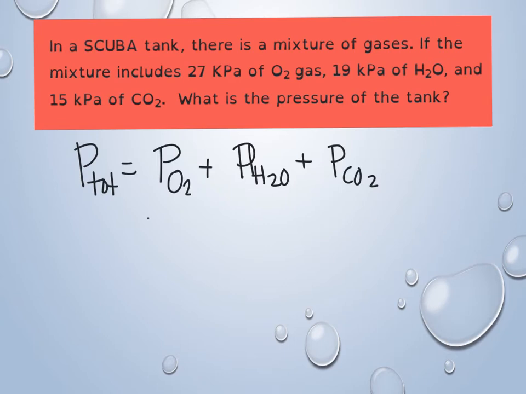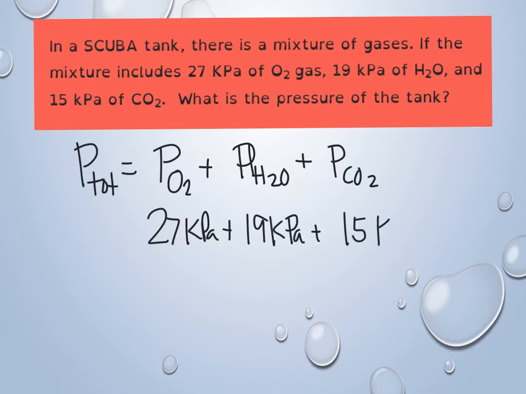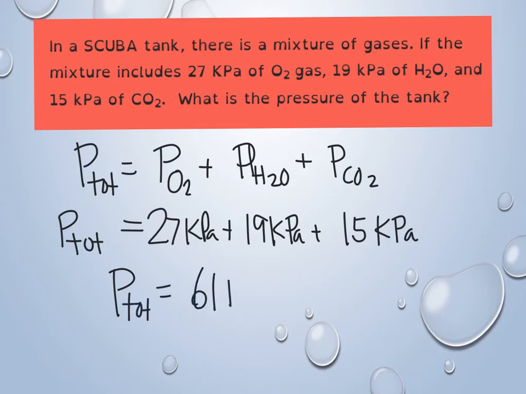So in this case, we're going to take the 27 kPa and the 19 kPa and the 15 kPa. Now, remember, these all need to be in the same units in order to add them. So sometimes you might have to convert the units to make them all agree. So when we add up the 27, the 19, and the 15, our total pressure ends up being 61 kPa.